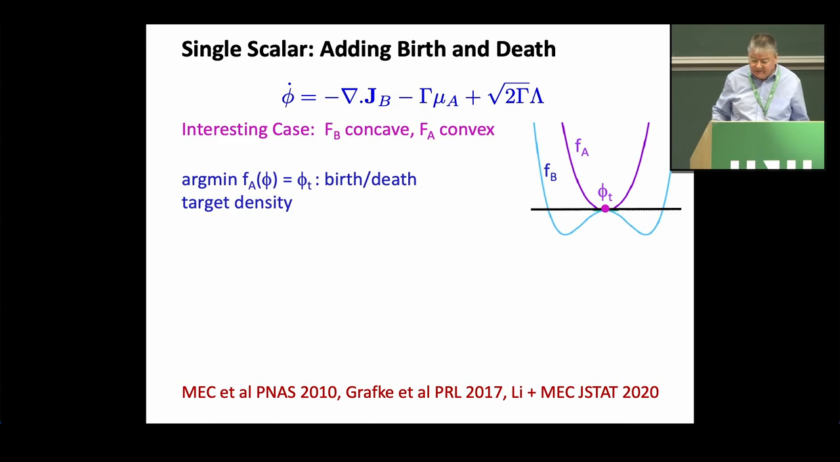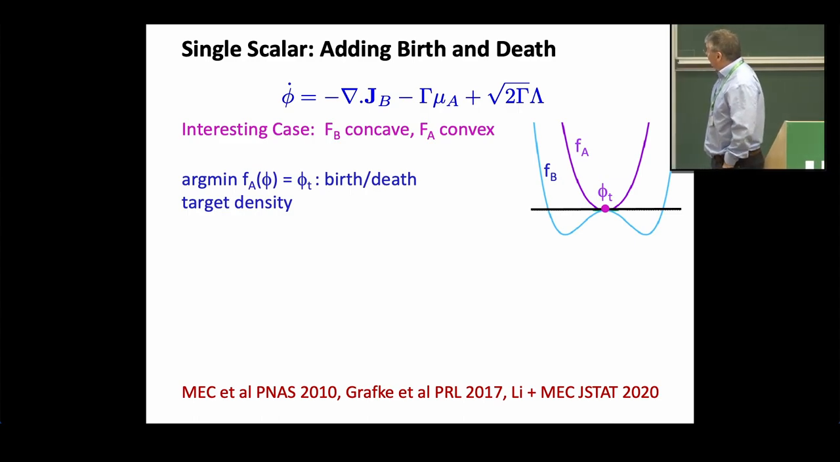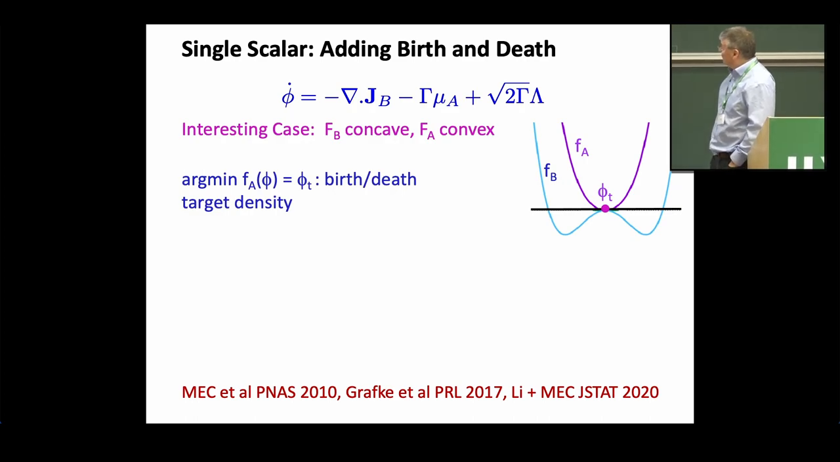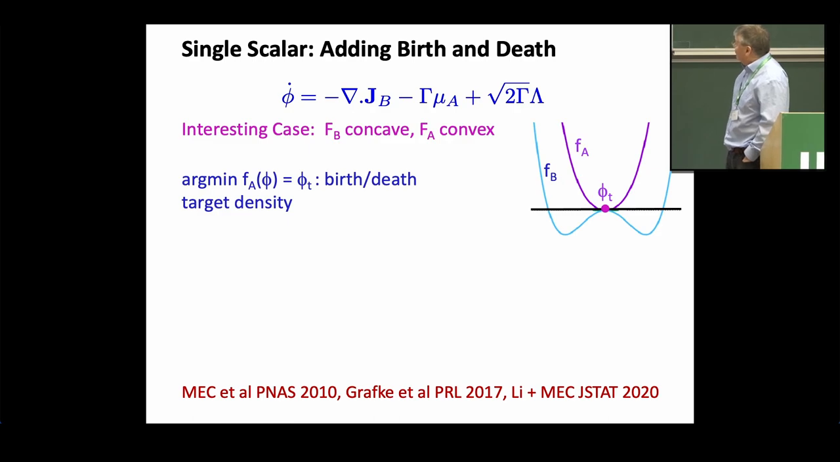So the interesting case is when the conserved dynamics wants to phase separate, so it's following the free energy structure implied by the blue curve there, and the birth and death dynamics does not. So the birth and death dynamics, say it's on the purple curve, has a minimum, which I'm going to call the target density, basically wherever F is minimized.